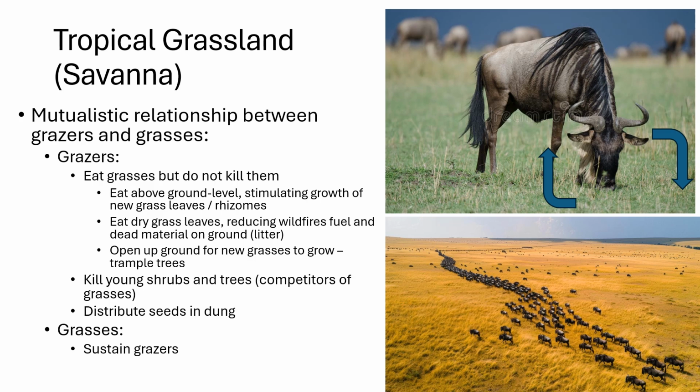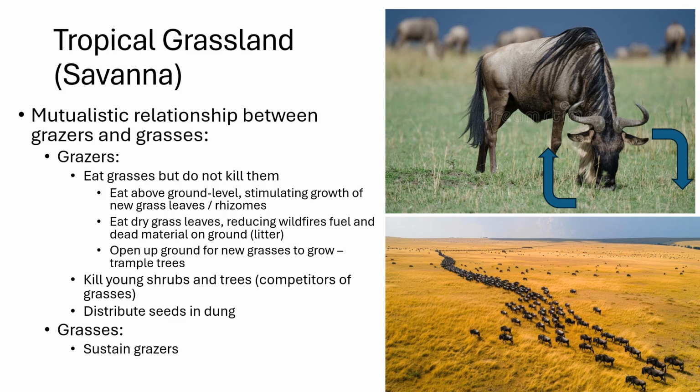There's a mutualistic relationship between the grazers, these herbivores, and the grasses. The grazers tend to eat the grasses but not kill them. They just eat them to right above the ground level. But they don't rip out the roots. They don't kill the plant. They don't destroy the crown of the plant, and the plant can regrow those grass leaves afterwards.